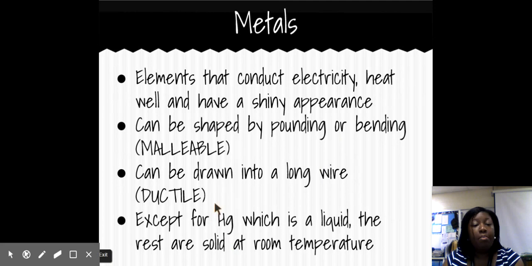All right, so metals. Elements that conduct electricity and heat well, and they have a shiny appearance. Okay, they can be shaped by pounding or bending, which means they're malleable. They can be drawn into a long wire, which is ductile. And except for Hg, which is mercury, which is a liquid, the rest are solid at room temperature. Okay.